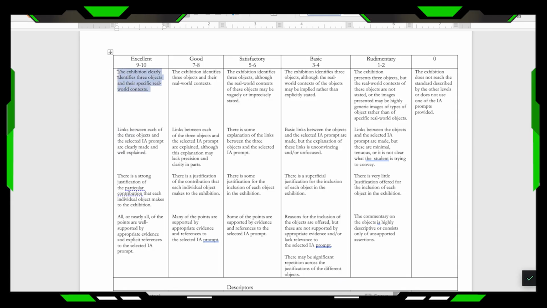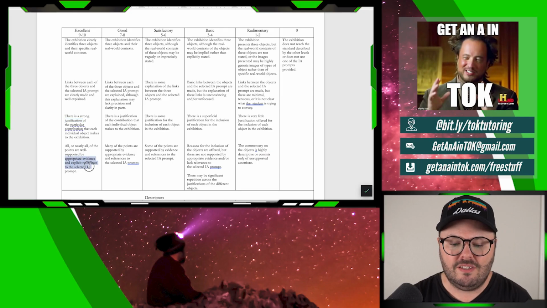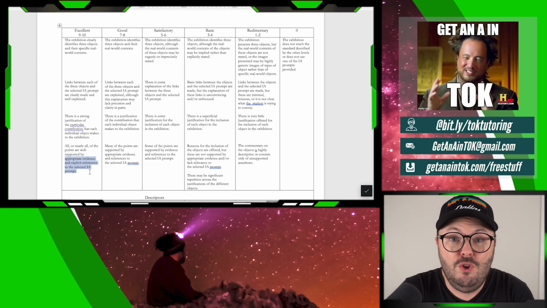So you want your first paragraph to clearly identify the object and its specific context. Then go to your next paragraph and link the object with the IA prompt. Then justify it, and then use examples and explicit references to the selected IA prompt. If you want to follow this completely and have your TOK exhibition have 4 paragraphs, do it. That's a great way of organizing your TOK exhibition.